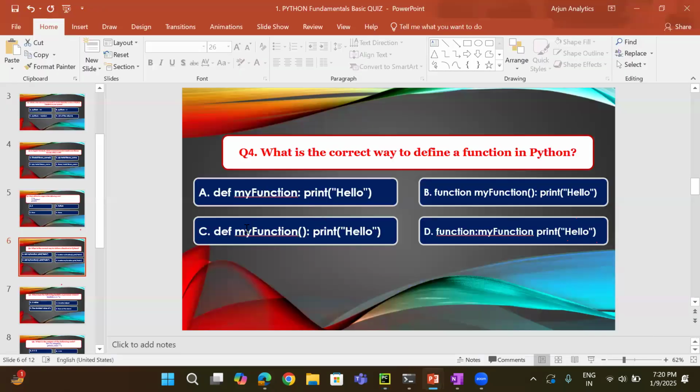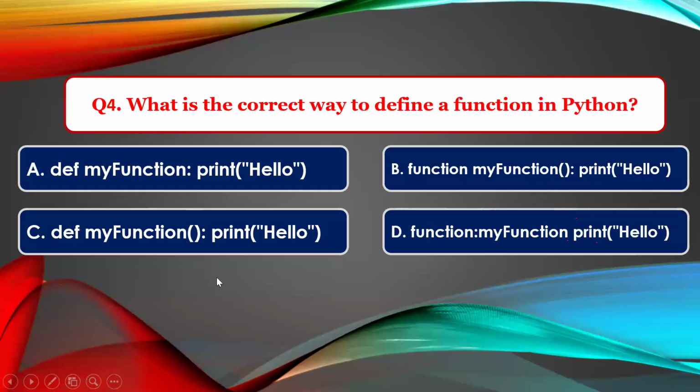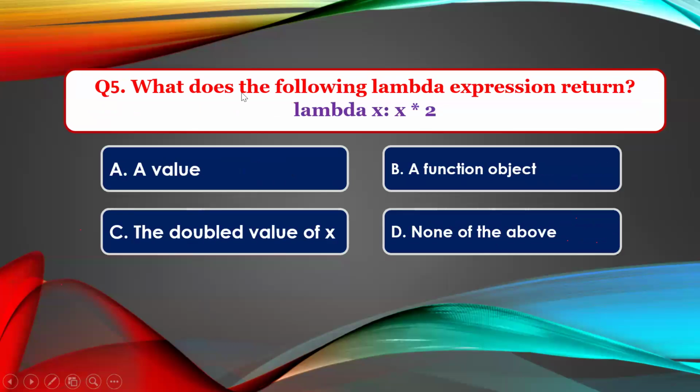So you see the C one. Okay, this is the right one for us. Okay, now let's move on to the next one. What does the following lambda expression return? See, this is a lambda expression. Okay, you can try it out. Anyone want to try out the answer?